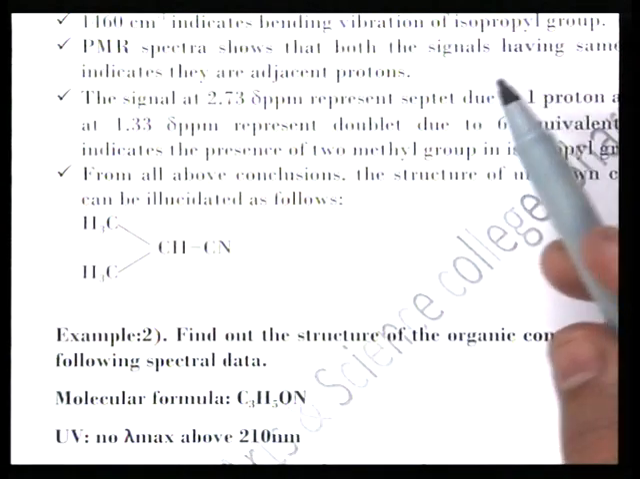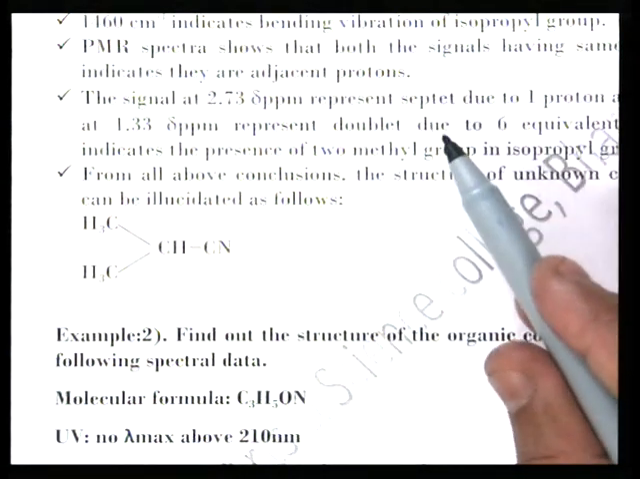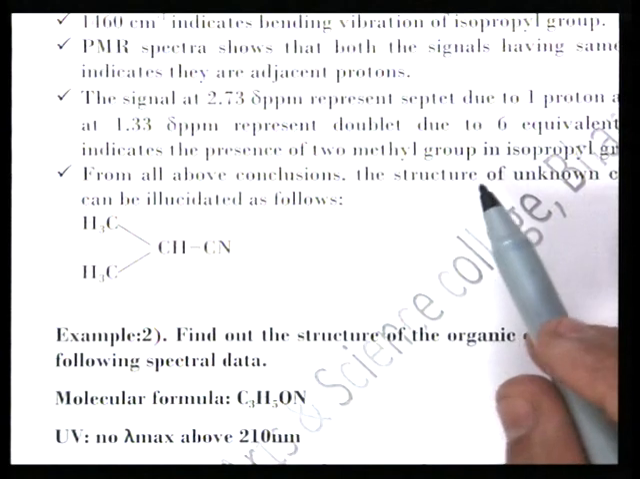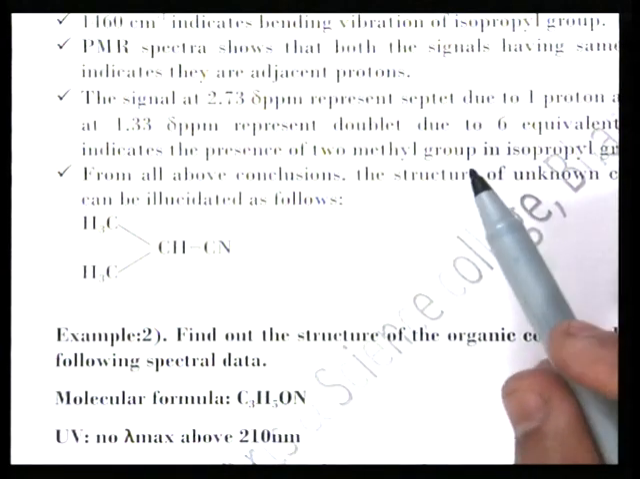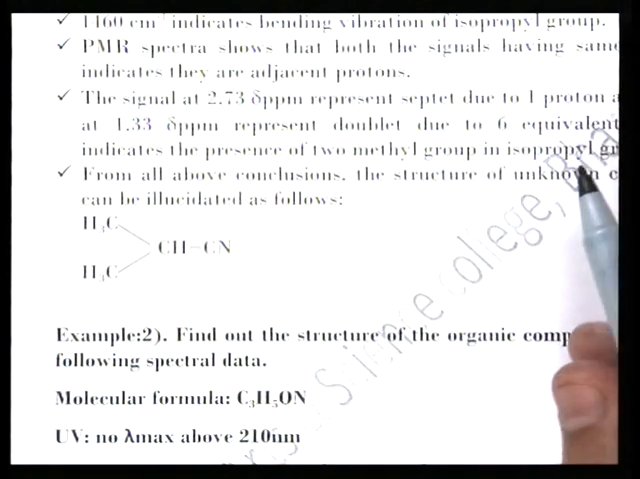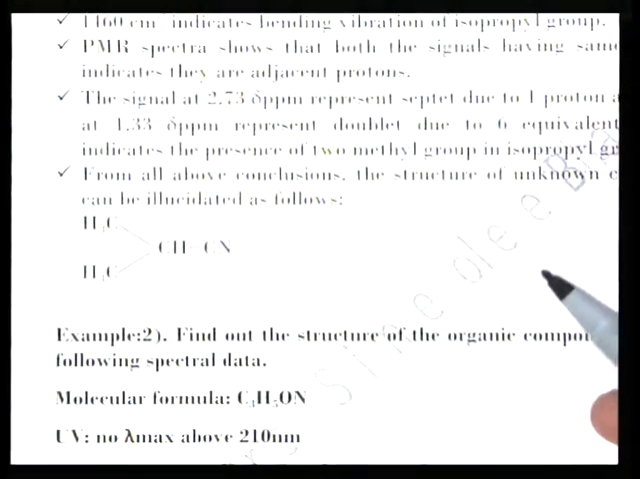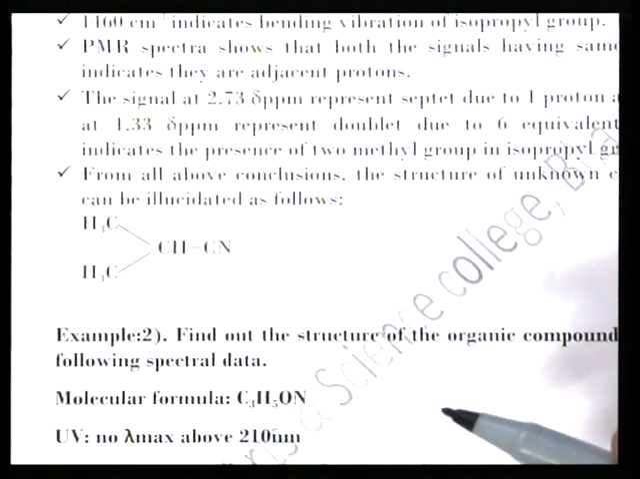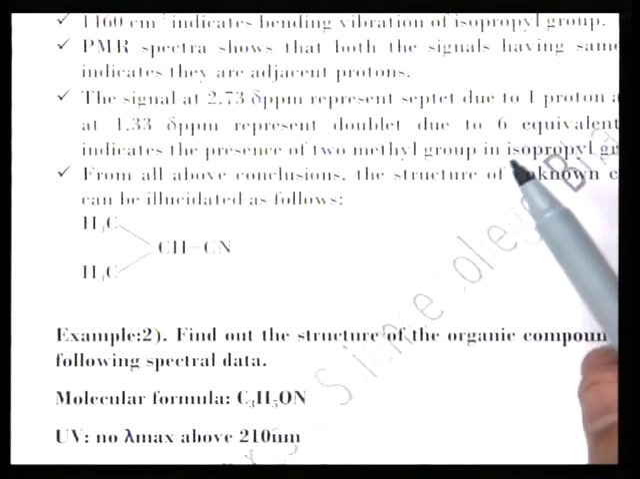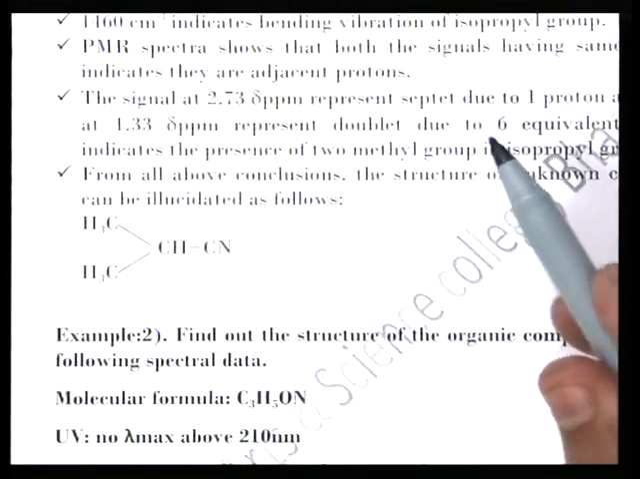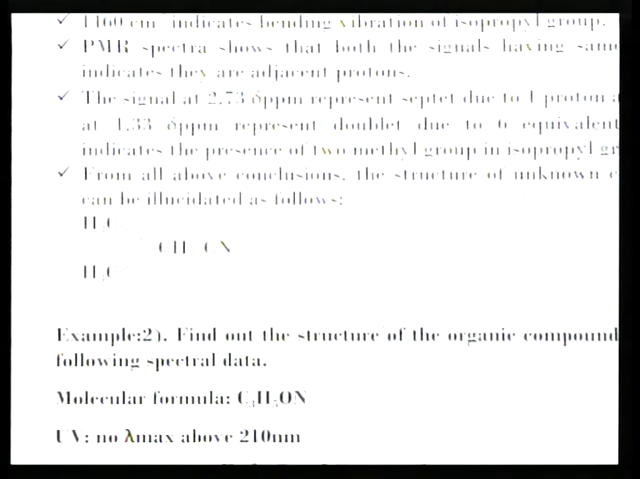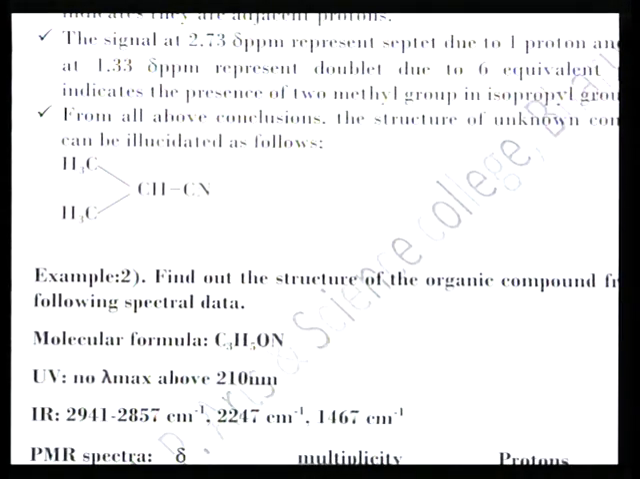Now, a nitrile group has a triple bond, and one triple bond accounts for 2 double bond equivalents. For a compound with one triple bond, there are 4 possibilities: 2 double bonds, or 1 double bond and 1 ring, or 2 rings, or 1 triple bond. Out of the 4 possibilities, the triple bond accounts for 2 double bond equivalents here, and the compound is isopropyl nitrile.